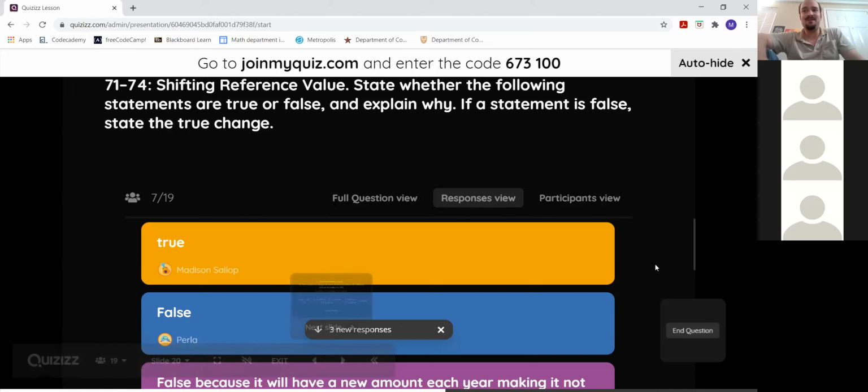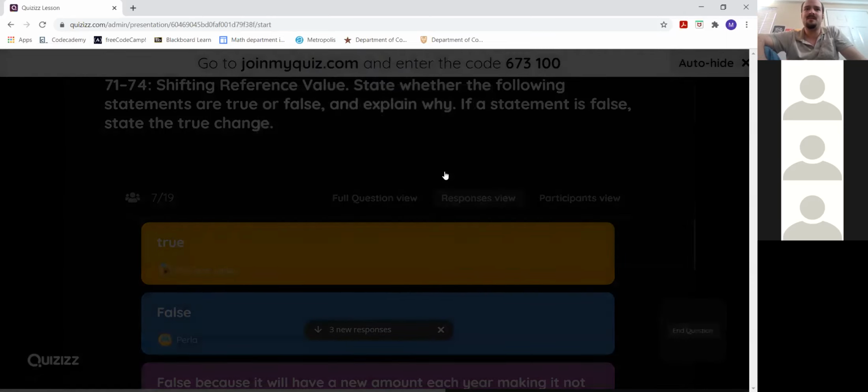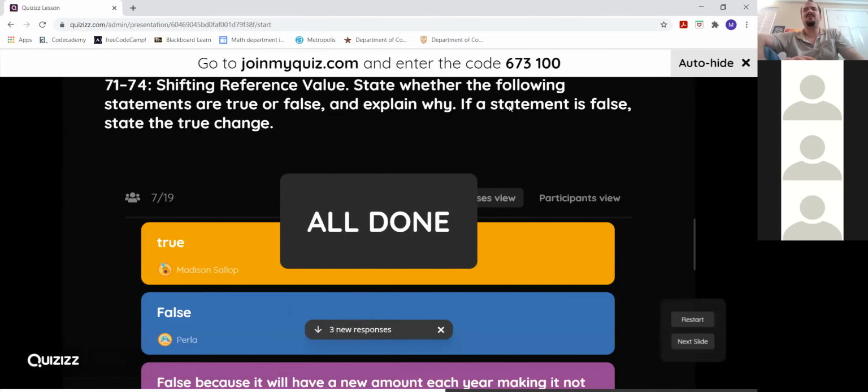It really depends on what you're referencing. You've got to be really careful about what you're referencing here. So this one should be false, and I think I have an explanation.